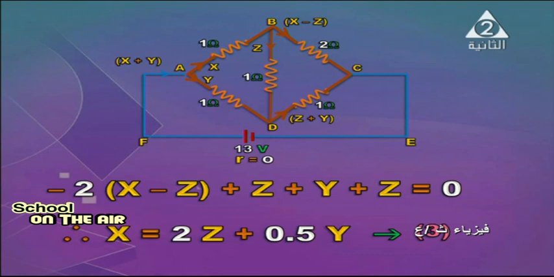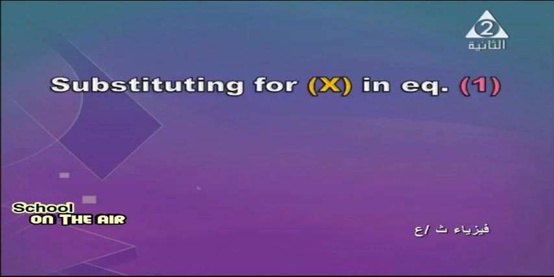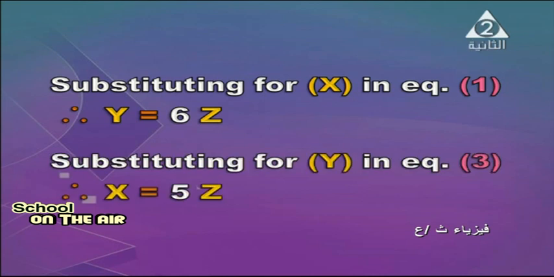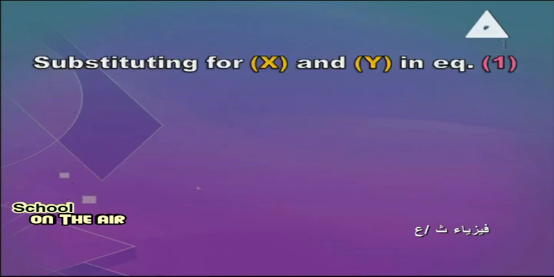Now it's a pure matter of math. Physics comes to an end now. We've got the equations, and we have to solve them. Substituting for X in equation 1, we obtain that Y equals 6Z. Substituting for Y in equation 3, X equals 5Z. And substituting for X and Y in equation 1, we obtain the value of the current Z, which is 1 ampere.